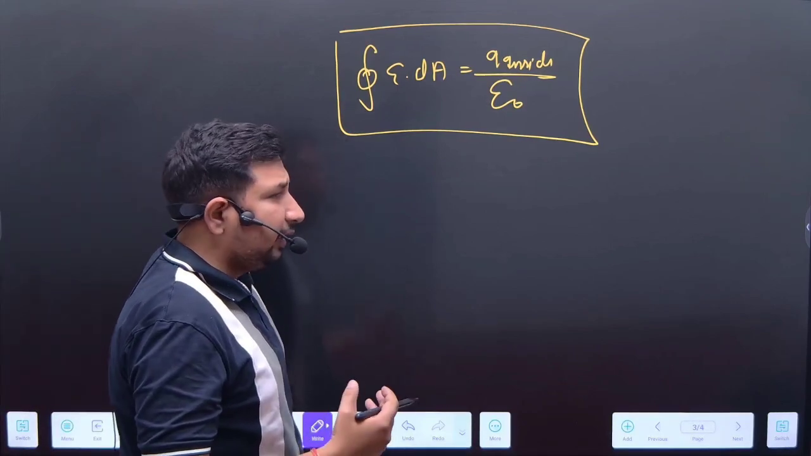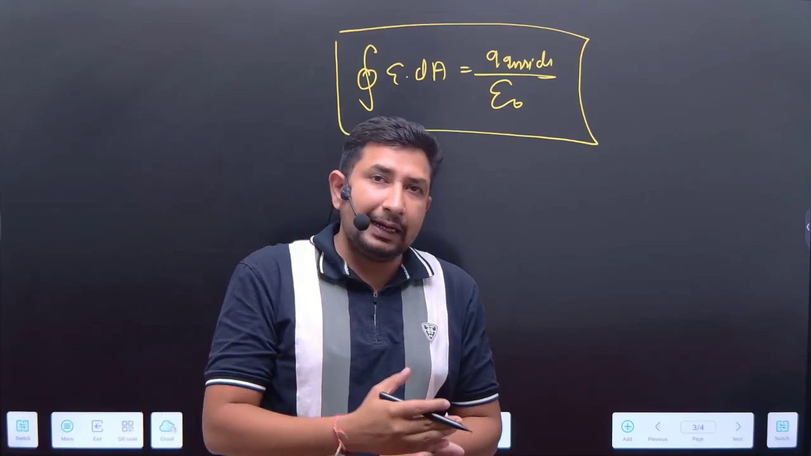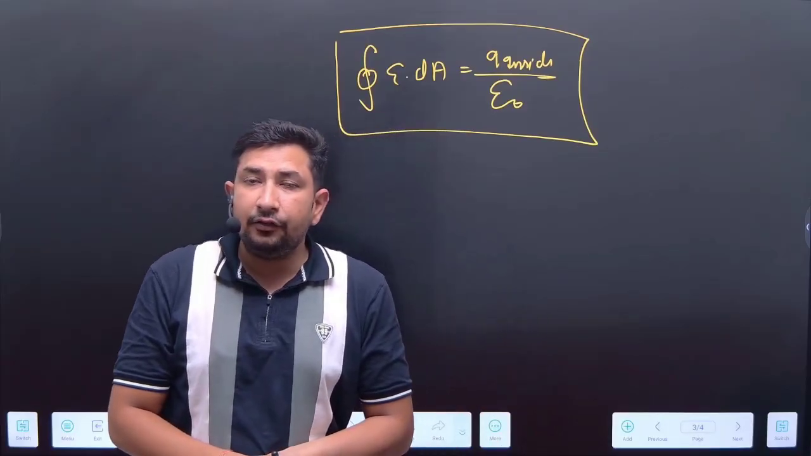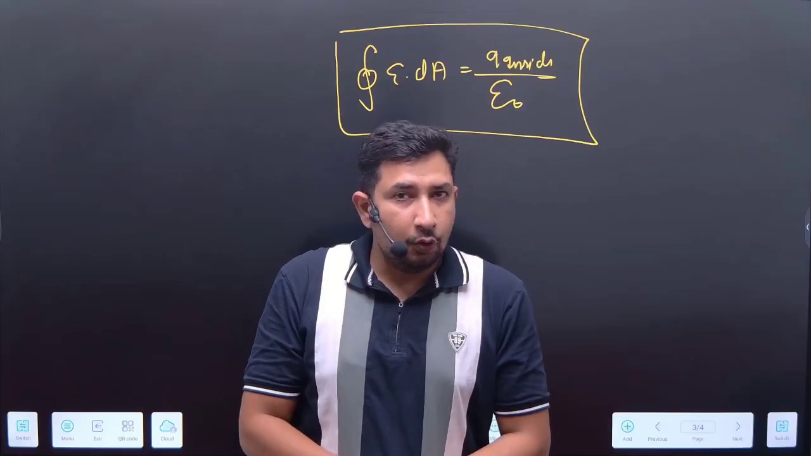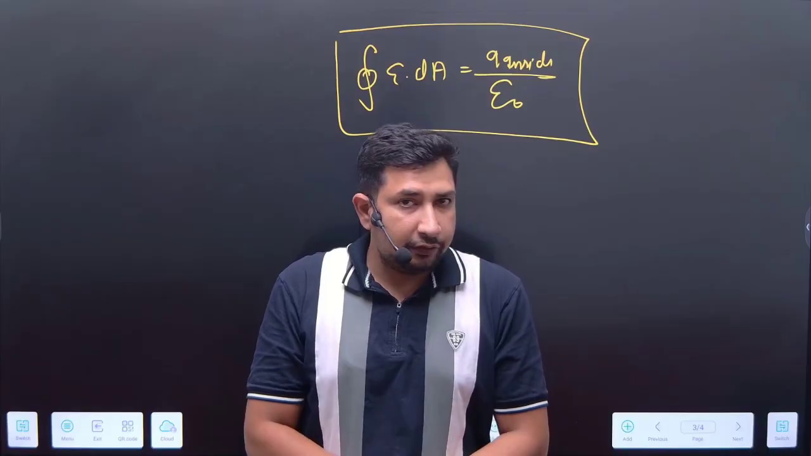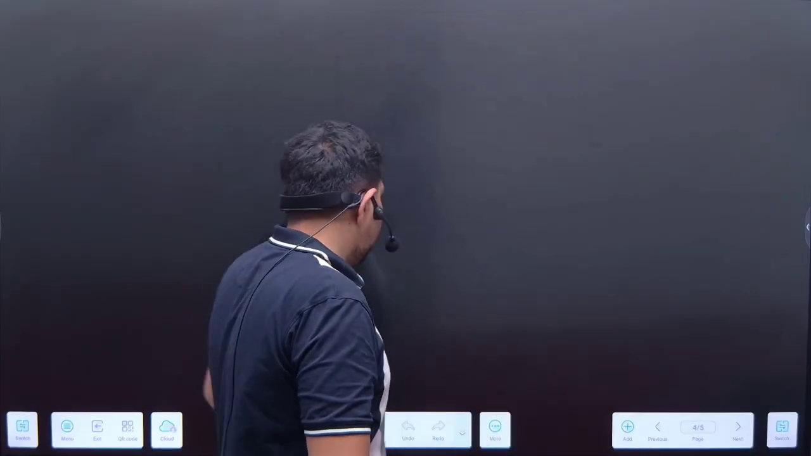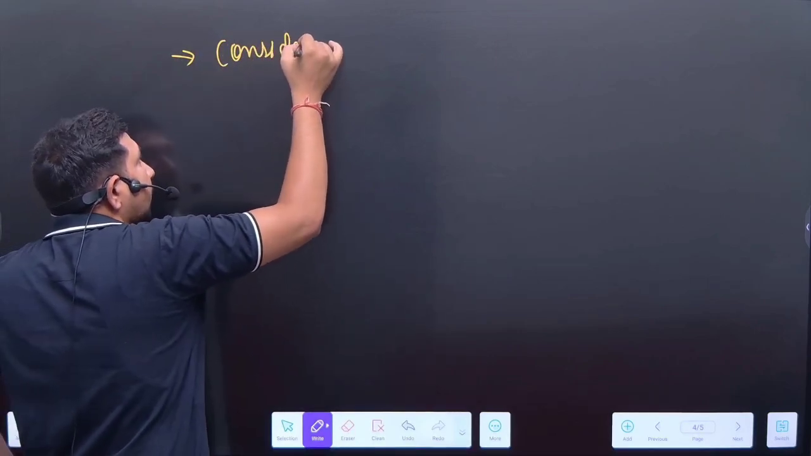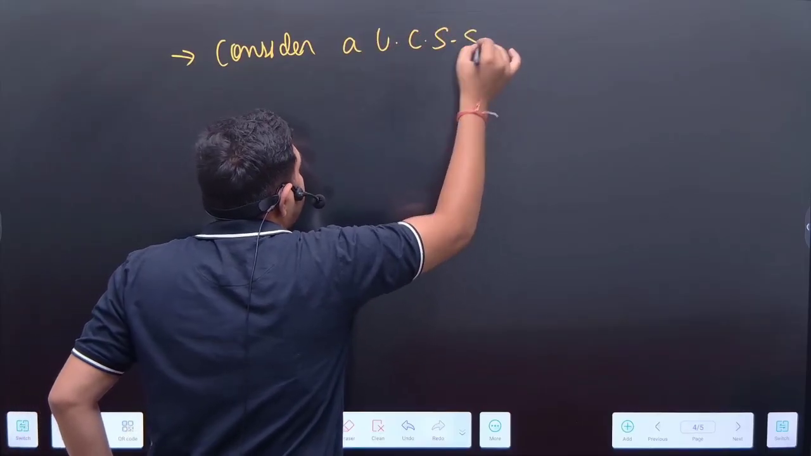Now we can use this law, this theorem, to find the electrical field due to various shapes. For example, using this, we can find the electrical field due to a uniformly charged solid sphere. So now I am going to find the electrical field of a uniformly charged solid sphere using the Gauss law. First of all, we would consider a uniformly charged solid sphere.